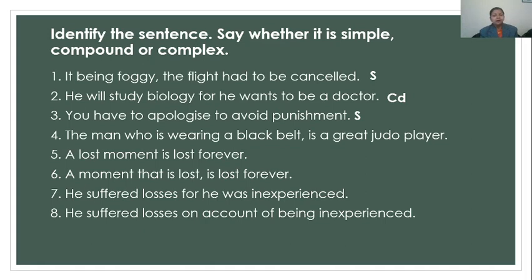Okay, so "is a great judo player", that is my main clause, and this first is your dependent clause, the subordinate clause. So what type of sentence is this? One independent clause, the other is a dependent clause. So it is a complex sentence.